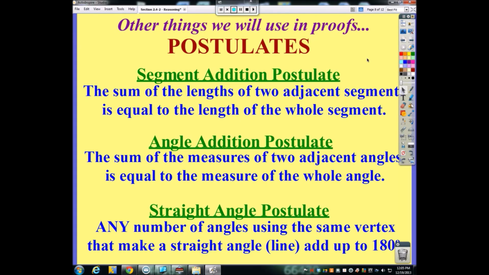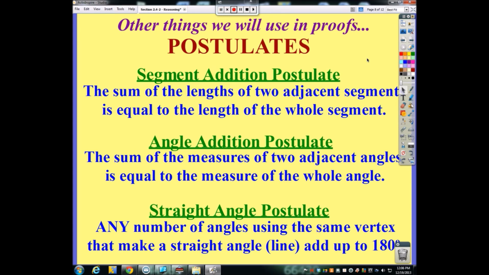So before we get to some real problems here, there's some more stuff we need to talk about, more things that we will use in proofs. So these three things here, we've already discussed. We talked about these in the very first chapter of the year. But now we're actually going to have to refer to them by their names whenever we do proofs.